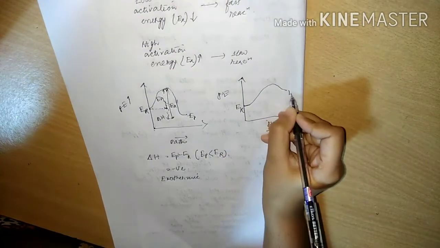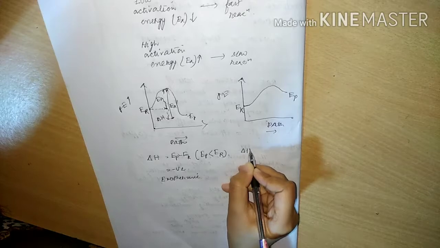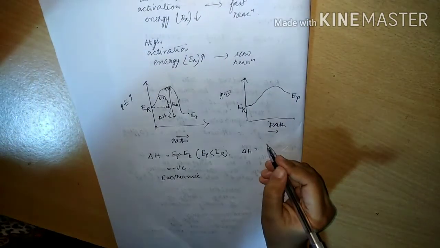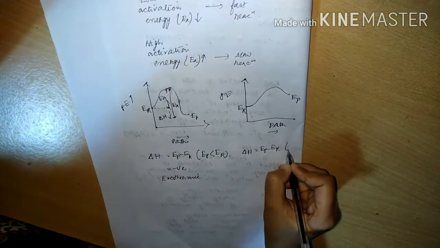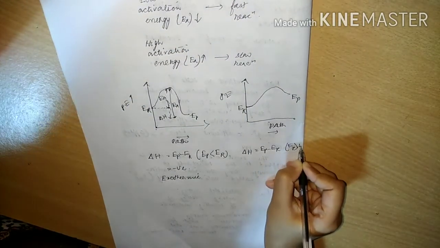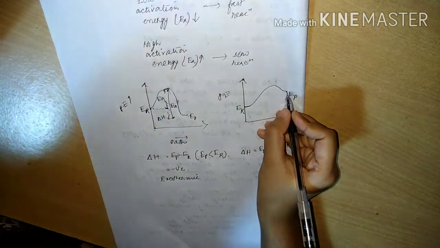ER. This will be EP. So del H equals EP minus ER. In this case, EP is greater than ER. You can see from the graph.